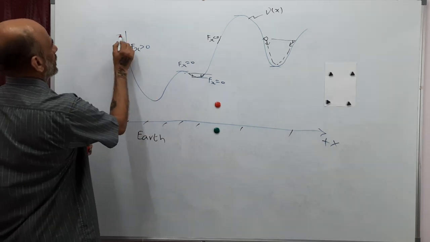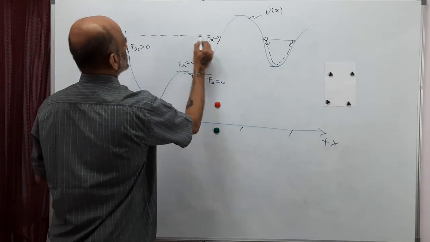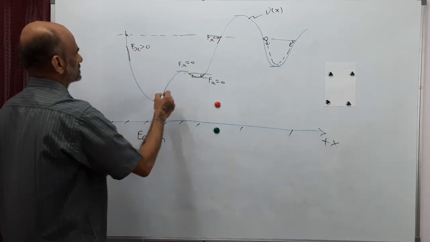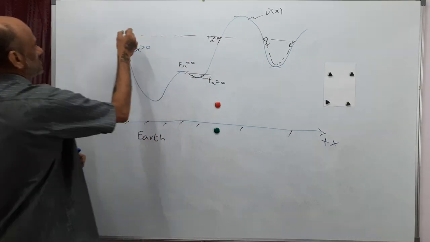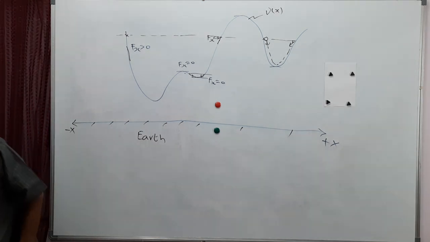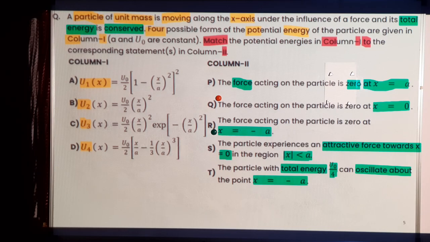So if you have a mass of this much total energy, it will oscillate between these 2 points. It will go like this and then come back like this. So with this understanding, we'll solve this JEE Advanced question. This is the question, you can read it.